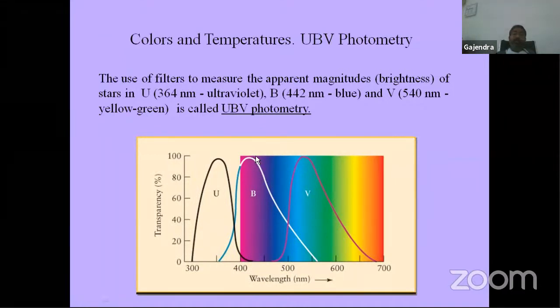So you record the light in that wavelength band, and then you change the filter to your visual filter, and the visual light covers, say, around 5000 angstroms to around 6500 angstroms. And you record the light. So you have recorded light of the star in U band, B band, and V band.